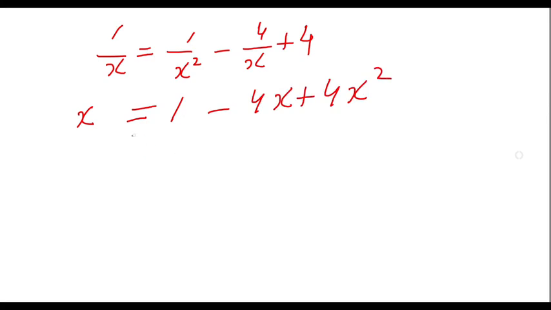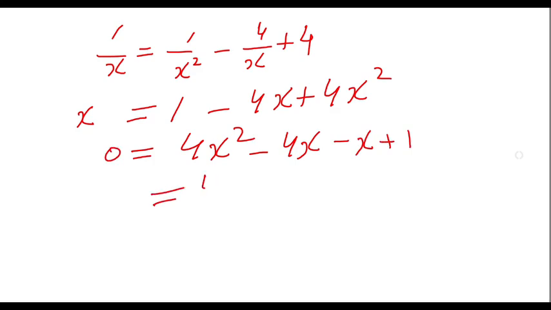Now let me rewrite this one. I'm going to rearrange. So it's going to be 4x^2 - 4x, this positive x becomes negative x, and this becomes plus 1, and this side equal to 0. Now 4x^2 - 5x + 1 = 0. So I need to factorize. I'm going to factorize now.